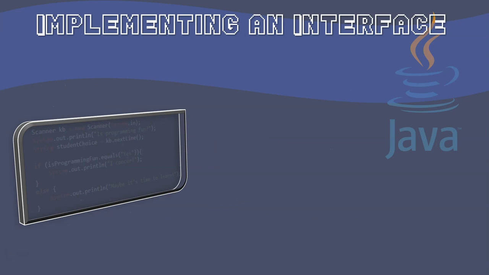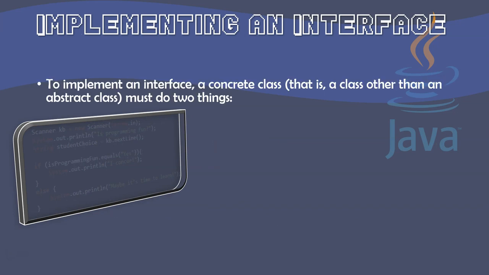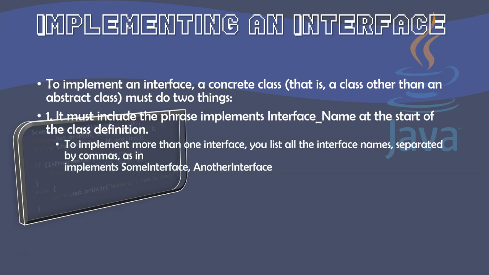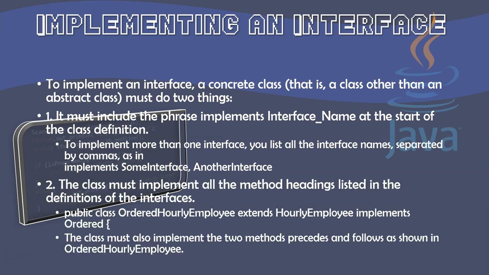However, you can and typically will have things such as defined constants. So how do we actually go about implementing an interface? If I want to implement an interface, a concrete class, that is a class other than an abstract class, must do two things. First, it must include the phrase implements interface name at the start of the class definition. To implement more than one interface, you simply list all the interface names separated by commas, such as implements SomeInterface, AnotherInterface. The class must implement the method headings listed in the definitions of the interfaces.